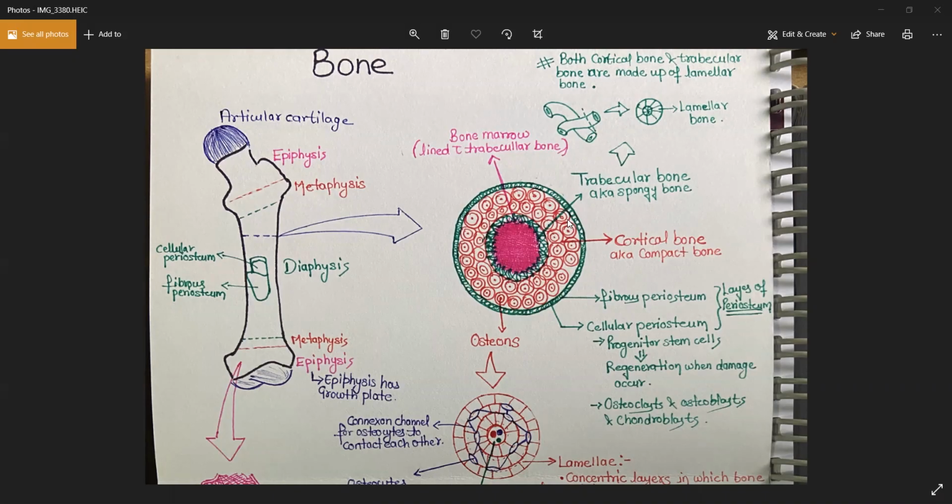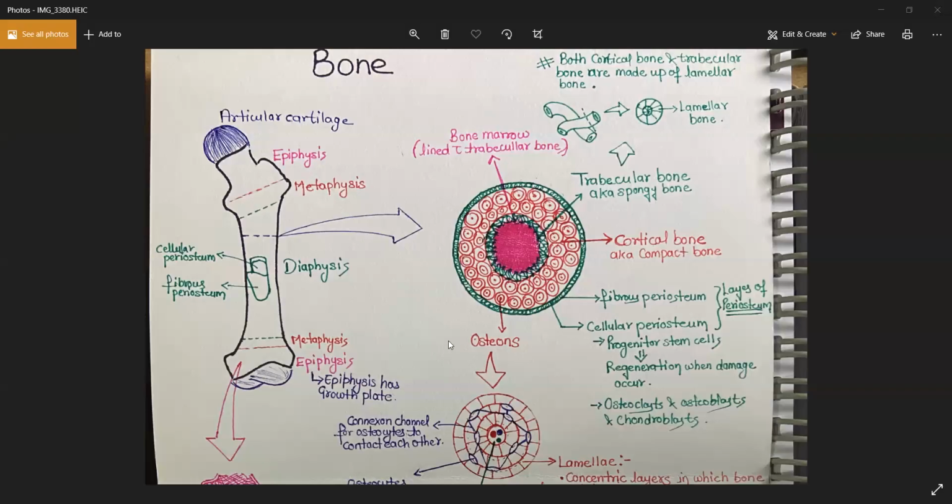Whenever a fracture happens in my bone or whenever I need to remodel my bone, all of the cells which are going to remodel the bone or repair the fractures will come from the cellular periosteum. It contains the osteoclast, the osteoblast, and the chondroblast cells. So the cellular periosteum contains all these progenitor cells, and the fibrous periosteum is basically a protective layer of my bone. So that's about the periosteum.